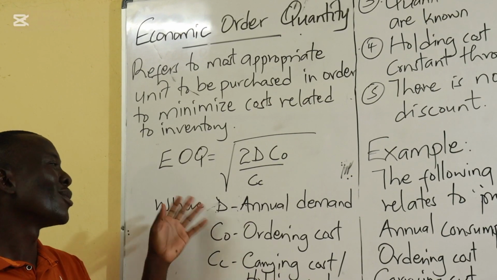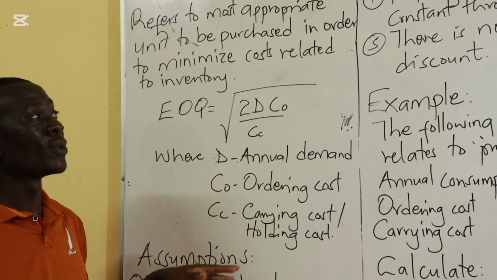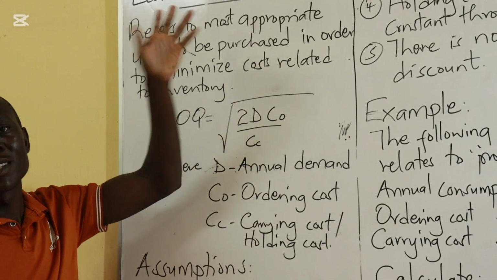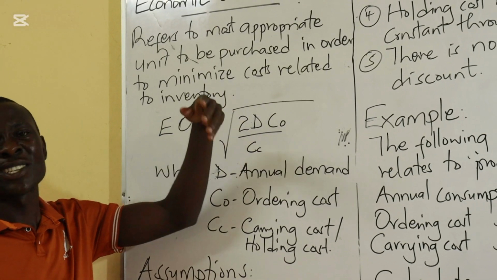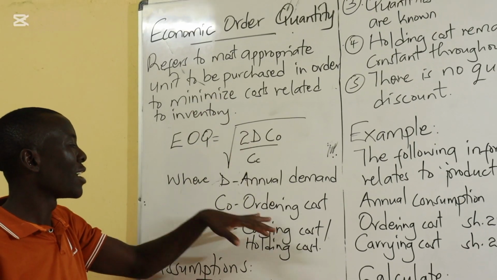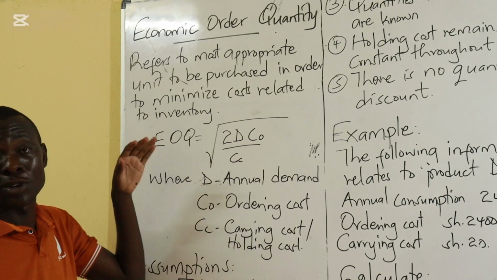The purchase costs will not be minimized because, as we look at the assumptions of dealing with EOQ, there is no discount, and therefore we assume that the purchase cost remains the same throughout. So the costs we aim at minimizing here are only ordering costs and carrying costs. Therefore, how do we calculate economic order quantity?